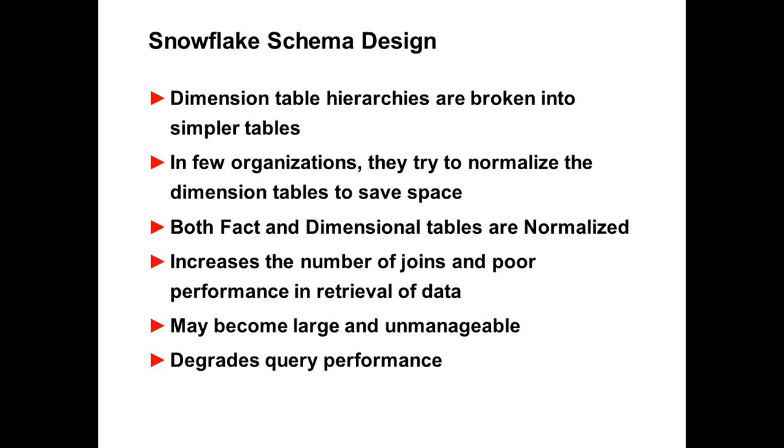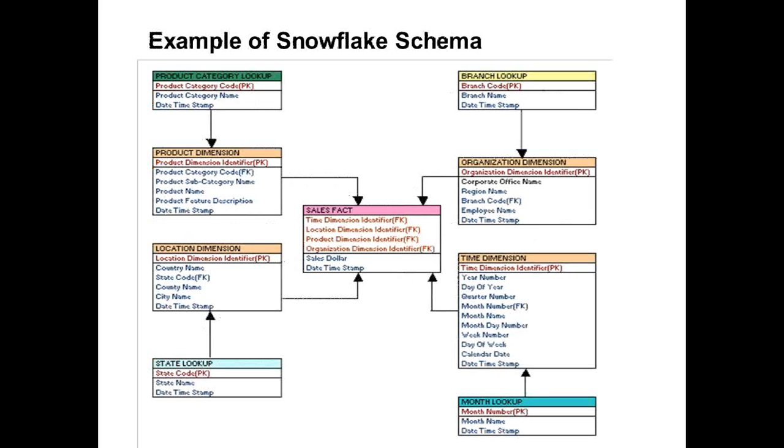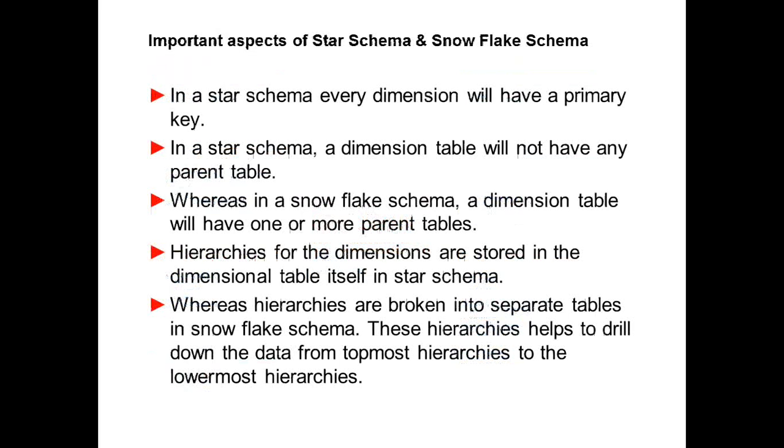So this is the example of Snowflake schema. For location, we have come up with another state lookup dimension, and from product category and organization we have divided that into different table branches. So this is how the Snowflake schema actually looks. These are the important aspects of star schema and Snowflake schema.